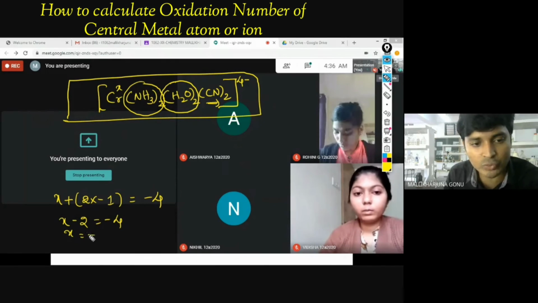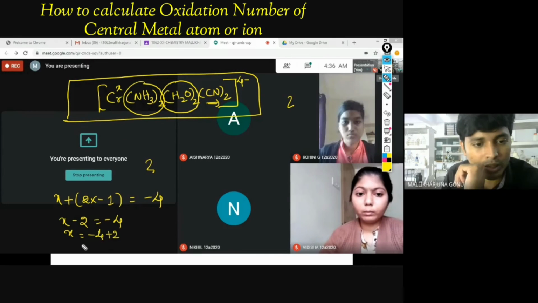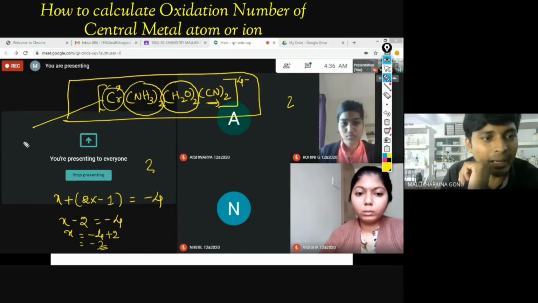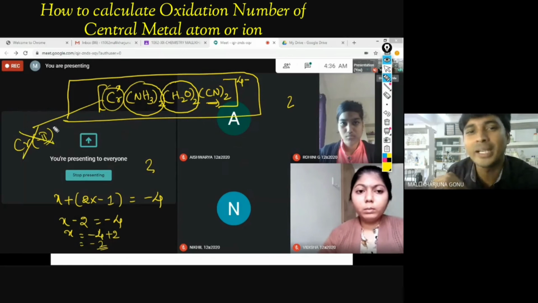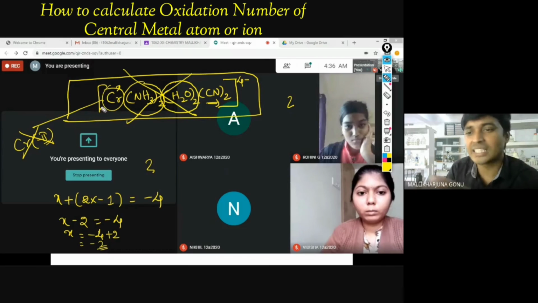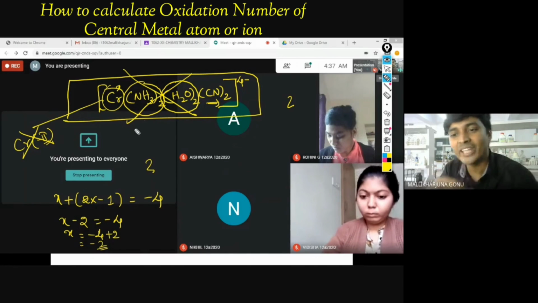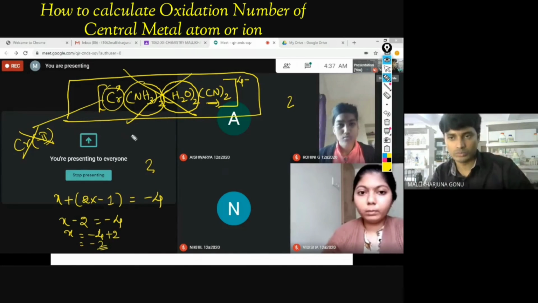x is equal to -4. Wait. x is equal to -4 plus 2, which means -2. So how much are you getting here? Chromium Cr is -2, which is not possible for a metal. So this compound doesn't exist. These compounds don't exist because metals don't have negative charges. Those oxidation states are always positive only. That's how, Vidisha, you should not get 2. This is the way you have to do it.